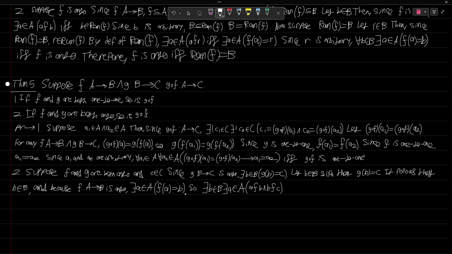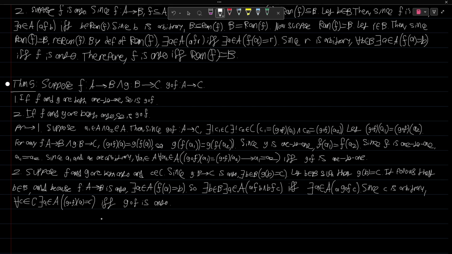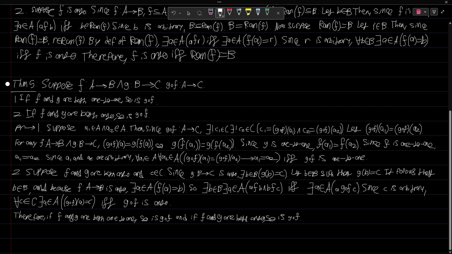So this means that assuming c is an element of the set C, there must exist a b in B and an a such that a is f related to b and b is g related to c. And by definition of composition of relations, this is true if and only if there exists an a in A such that a is g after f related to c. And since c is arbitrary, this works for any element of the set C. And by definition of onto, this is true if and only if g after f is onto. Onto. And thus we have proven this theorem. And of course, you must add the square.